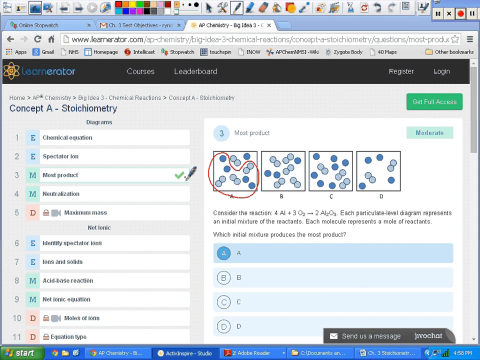4 aluminums and 3 oxygens make a product. Notice what you have left right here. Do you agree that you kind of have a partial of a product? But over here, you have no oxygens left to even try to make a reaction. So does that kind of make a little bit more sense?